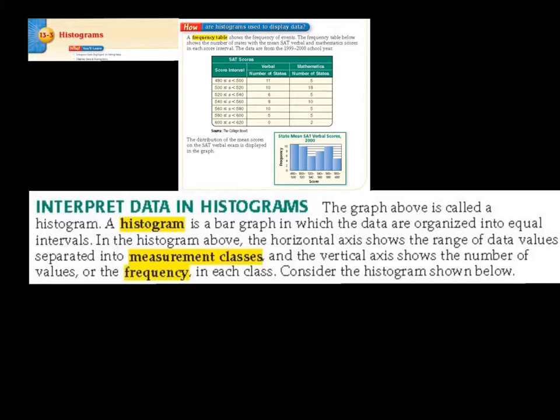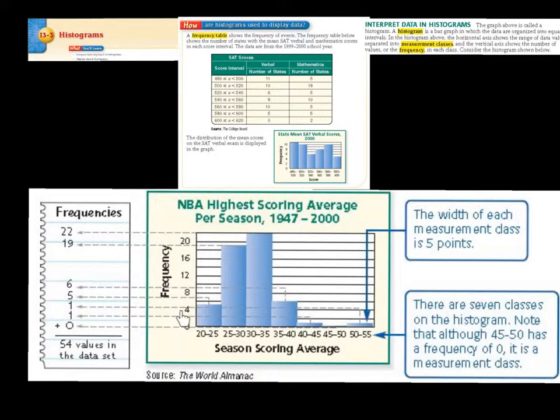The graph above is called a histogram. A histogram is a bar graph in which the data are organized into equal intervals. In the histogram above, the horizontal axis shows the range of the data values separated into measurement classes. And the vertical axis shows the number of values or the frequency in each class.